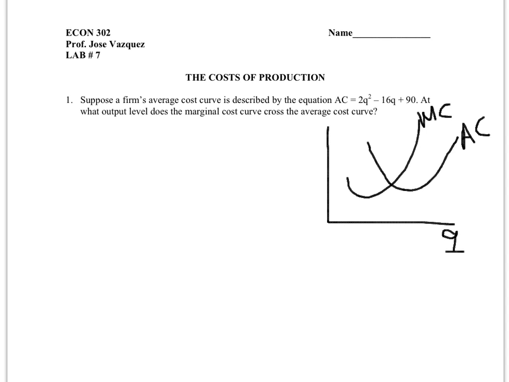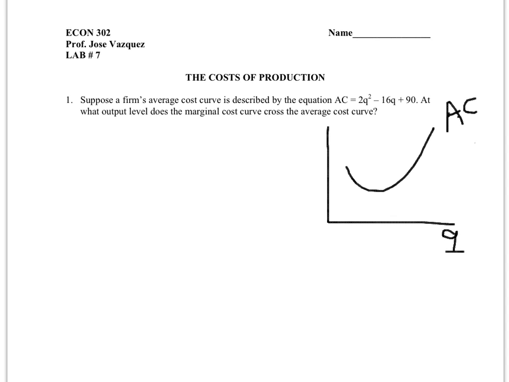Just to make it more realistic here. So here's the average cost curve, and the marginal cost curve is going to cross it at the lowest point. So if that's the case, then we know that we're looking for the lowest point of the average cost curve.